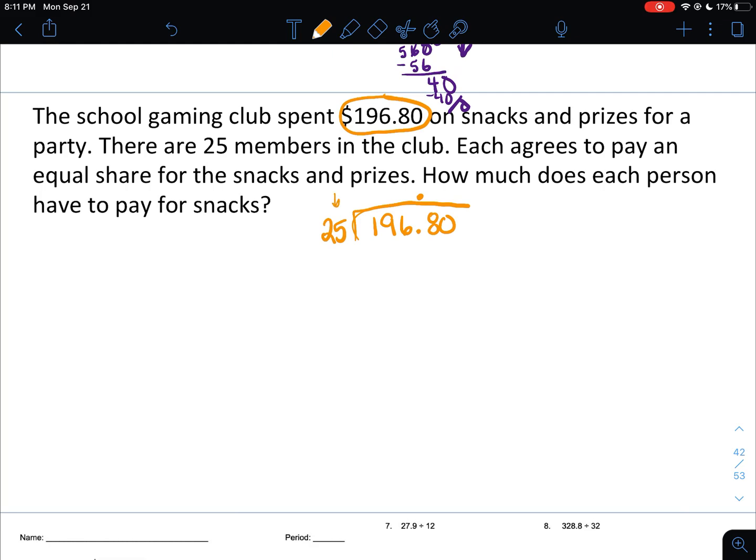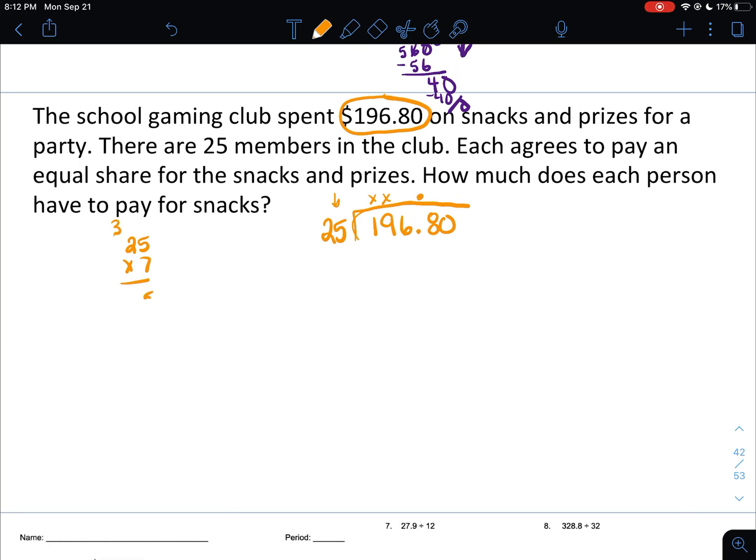So keep in mind, we are dividing by 25, so think of quarters. Always think of quarters. That's going to help you a lot in this problem. So does 25 go into 1? Nope, it does not. Does 25 go into 19? No, it does not. Does 25 go into 196? It does. So think about how many quarters it would take to get 196. I know 4 would get me 100 because that's $1. So I'm going to guess 7.